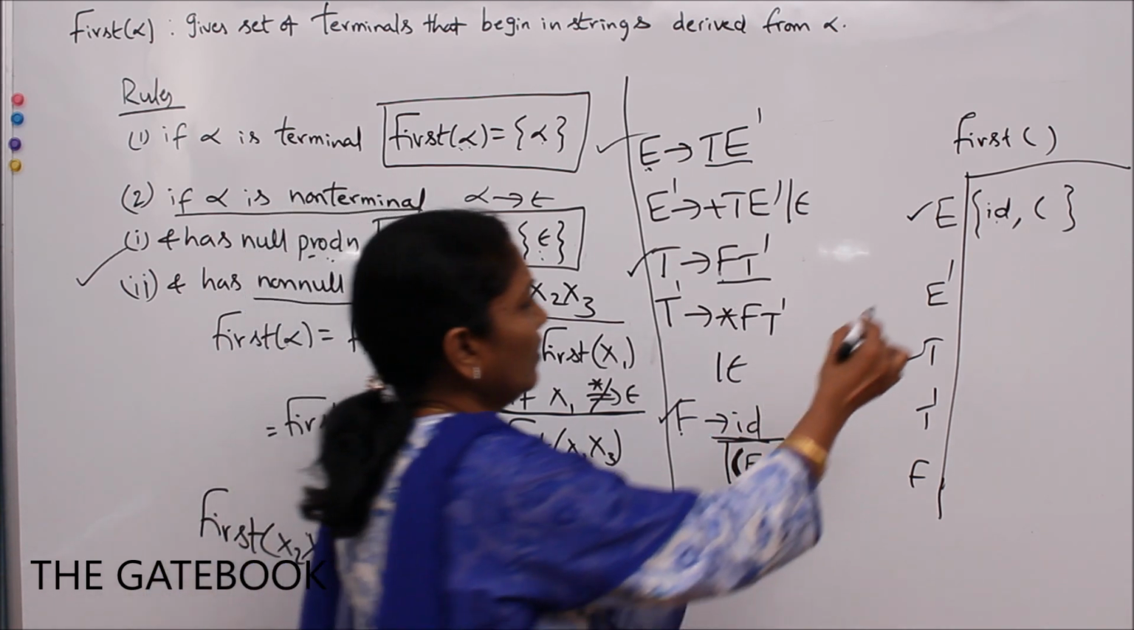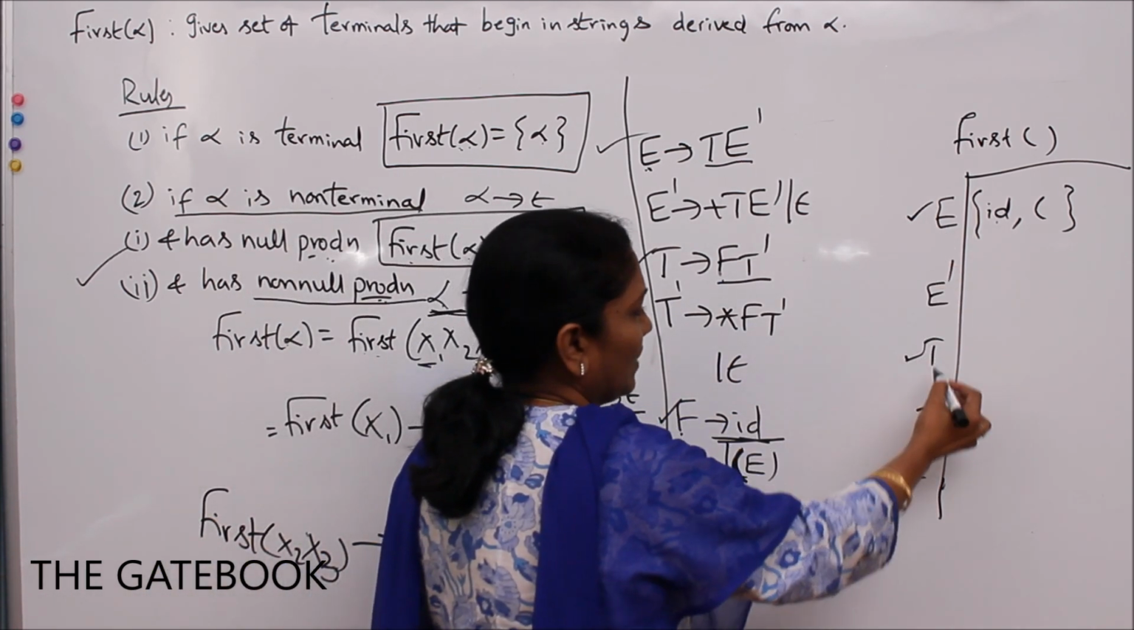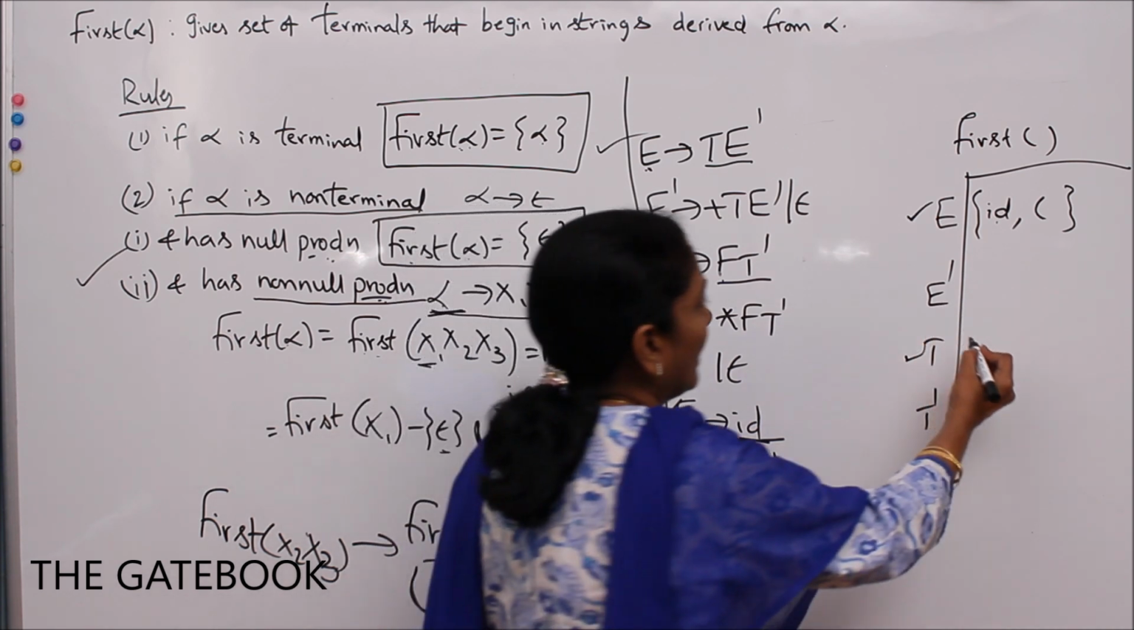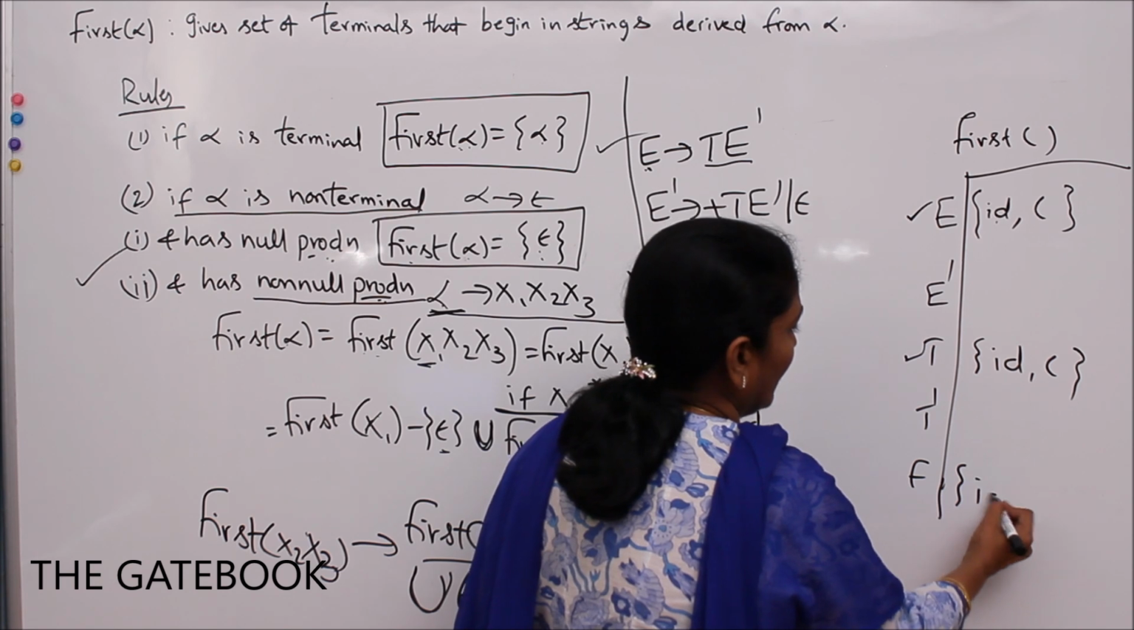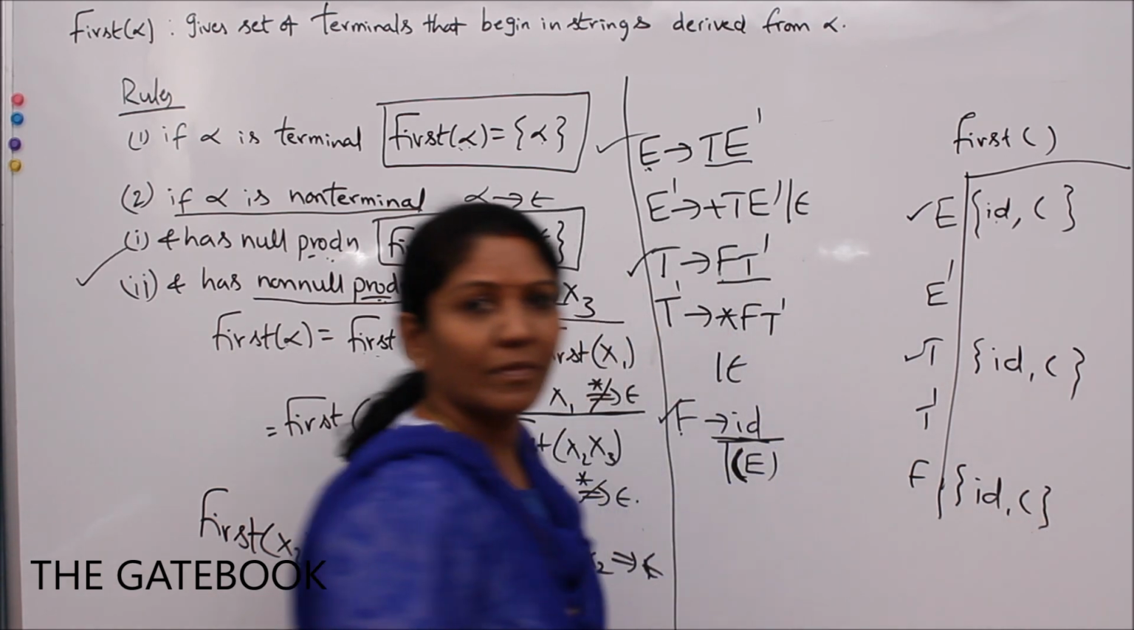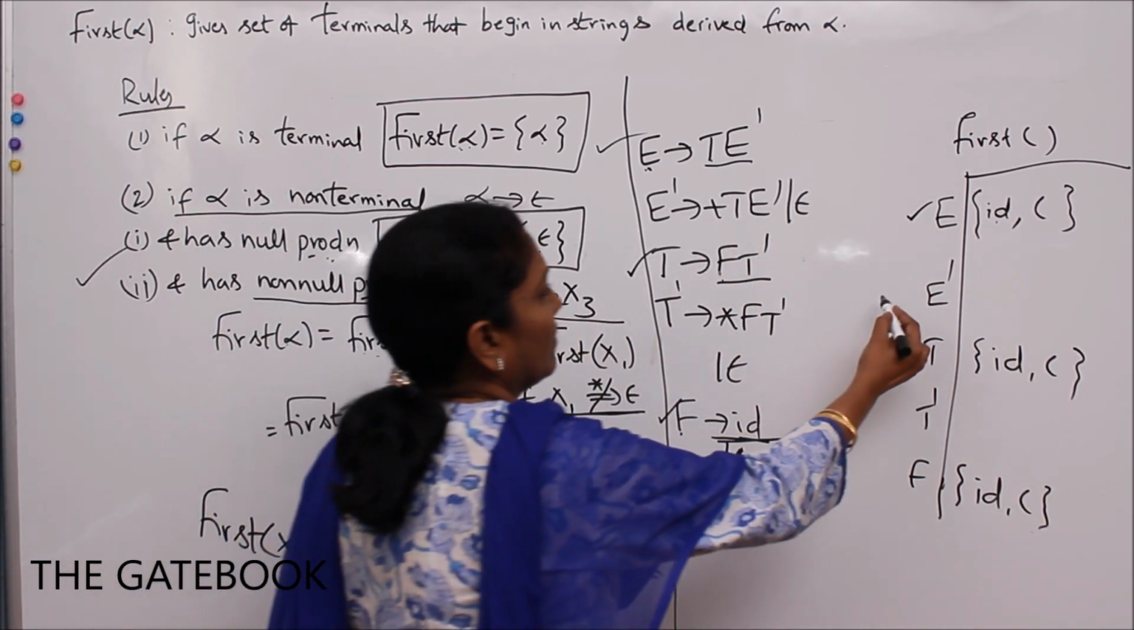Now what is it that we can do? First of E, first of T, first of F, all the three are the same. So add these symbols even for first of T, first of F. Okay. Now let us see what is first of E dash.